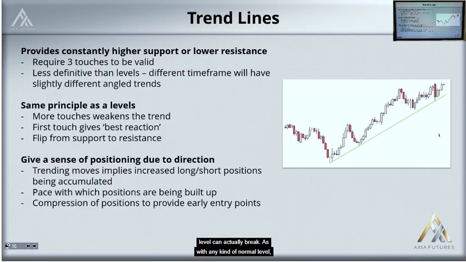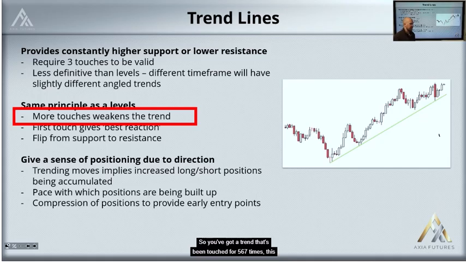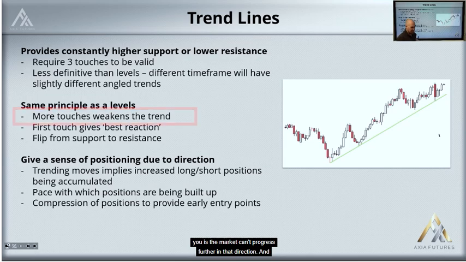As with any kind of normal level, same principles apply. More touches, it gets weaker. So you've got a trend that's been touched 4, 5, 6, 7 times. This trend is getting weaker because essentially what it's showing you is that market can't progress further in that direction, and it's constantly coming back to this same point. So effectively, we're not able to move away.